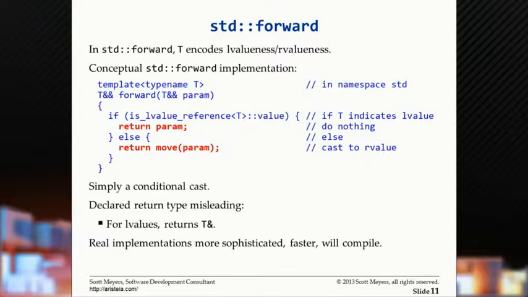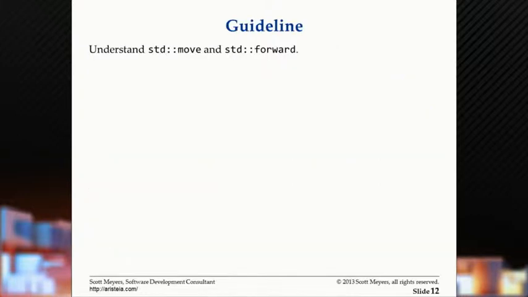Real implementations of forward, by the way, number one, they're more sophisticated. Number two, they're a whole lot faster than the code that I'm showing here. And number three, they will compile. This one would not compile. But conceptually, it gets the idea across. At least I hope that it does. So the guideline is to understand std::move and std::forward. Any questions about that?